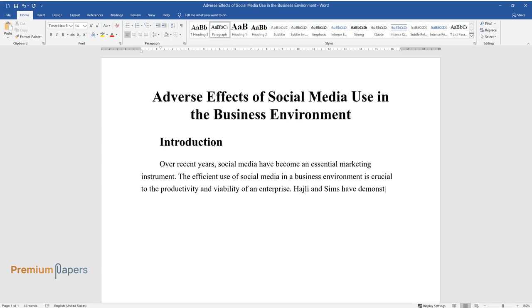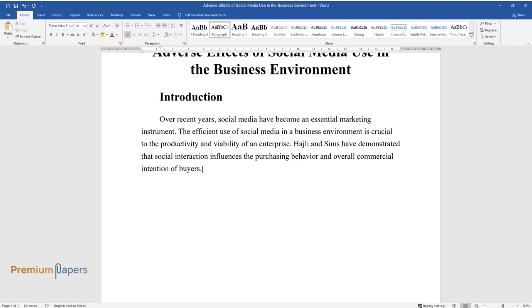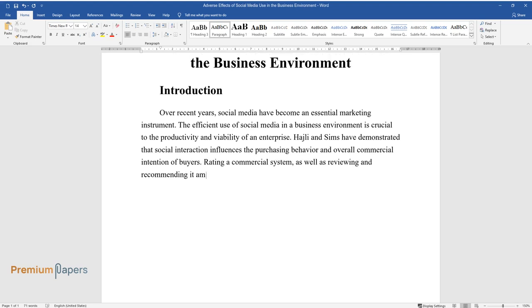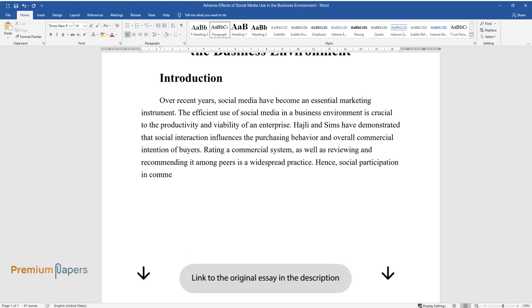Hajli and Sims have demonstrated that social interaction influences the purchasing behavior and overall commercial intention of buyers. Rating a commercial system, as well as reviewing and recommending it among peers, is a widespread practice. Hence, social participation in commercial structures is closely tied to a company's marketing strategy.